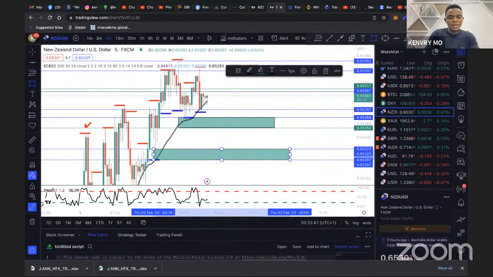NZD USD buy: 254 to 269, 5 minutes. Another area: 207 to 223, 5 minutes.